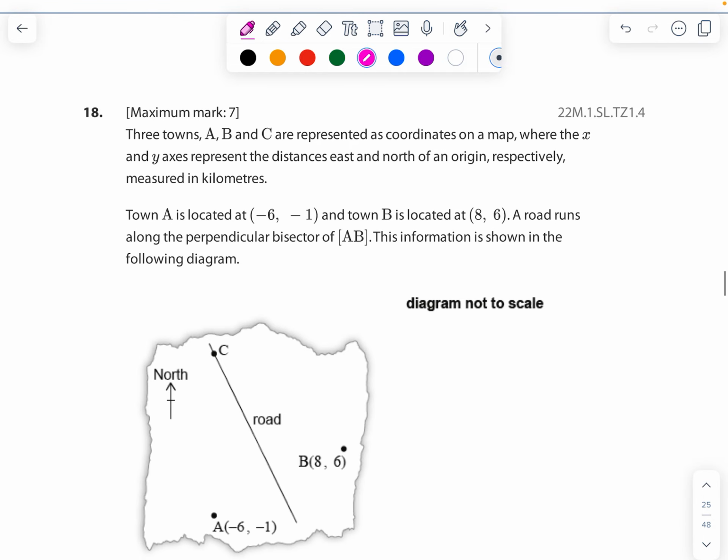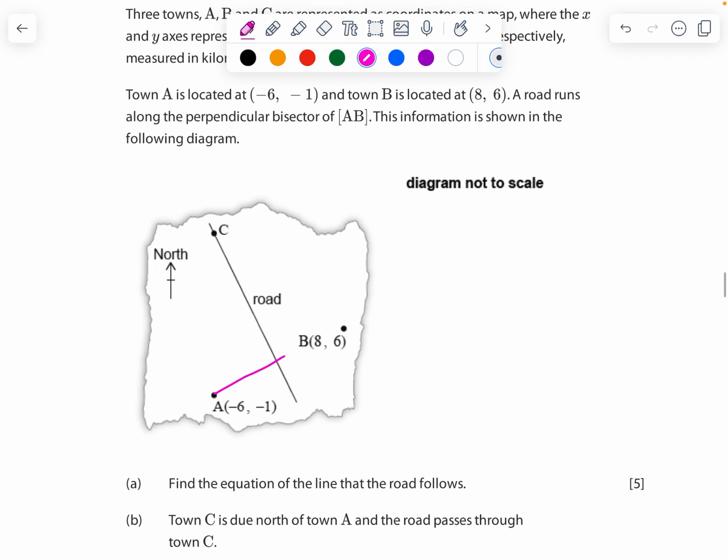Question number 18. Three towns A, B, C are represented as coordinates on the map, where the x and y axes represent the distances east and north of the origin, respectively, in kilometers. Town A is located at (-6, -1), town B at (8, 6). A road runs along the perpendicular bisector of AB. This information is shown in the diagram. Find the equation of the line that follows the road.